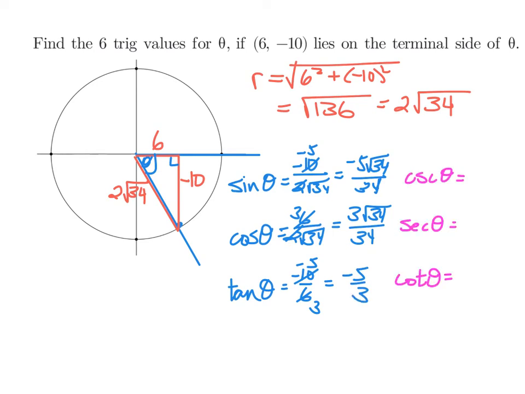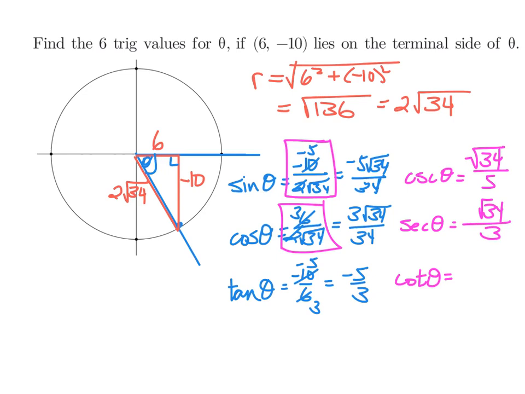And we'll finish up by finding the reciprocals. So I go back through my work, really, take the reciprocal of that, and we'll have root 34 over negative 5. And for secant, we will have the square root of 34 over 3. And for cotangent, being the reciprocal of tangent, we'll end up with negative 3/5. Again, we still have negative values, right, for the sine and for the tangent.